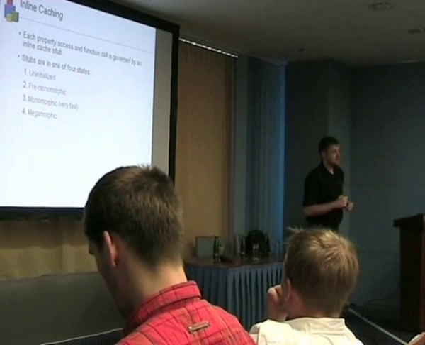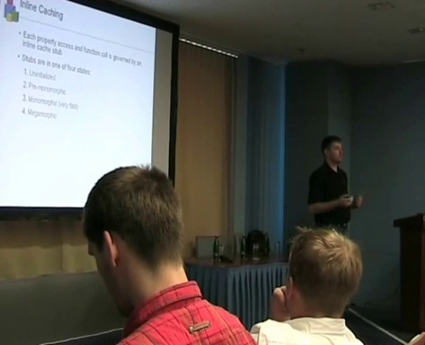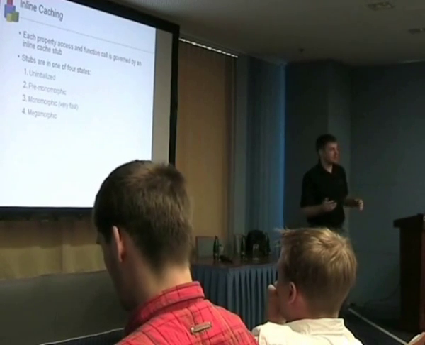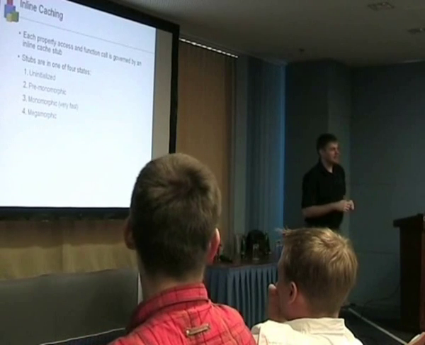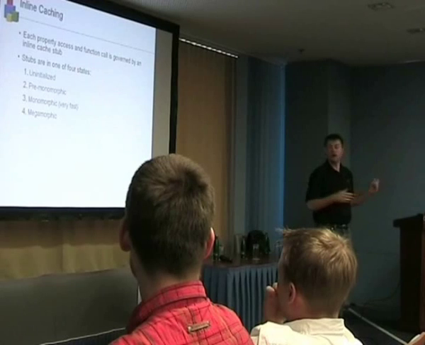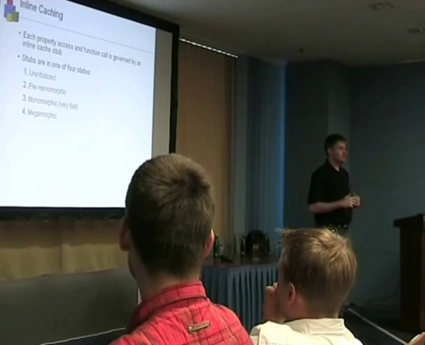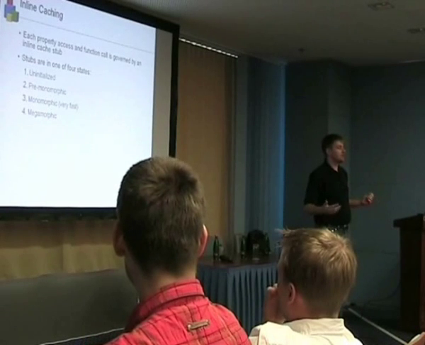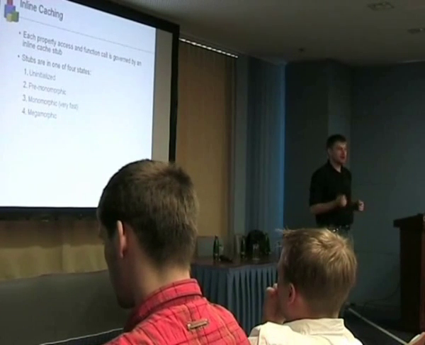So if one of these assumptions is invalidated, if somehow a basic thing comes in there, like a number or a string or something that's not an object, we're going to bail out and go to the fourth state, which is megamorphic. Or if we see more different hidden classes, so our assumptions basically break. We're not only seeing one hidden class here.